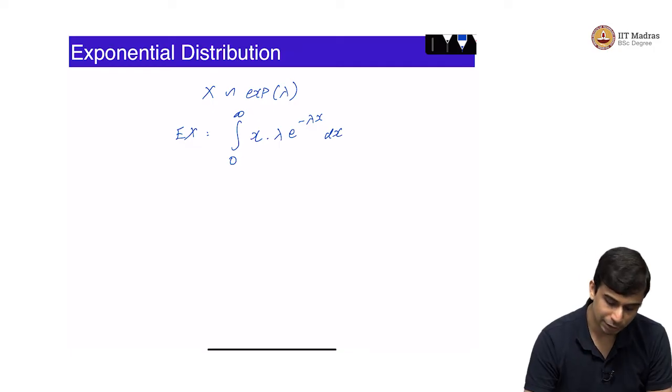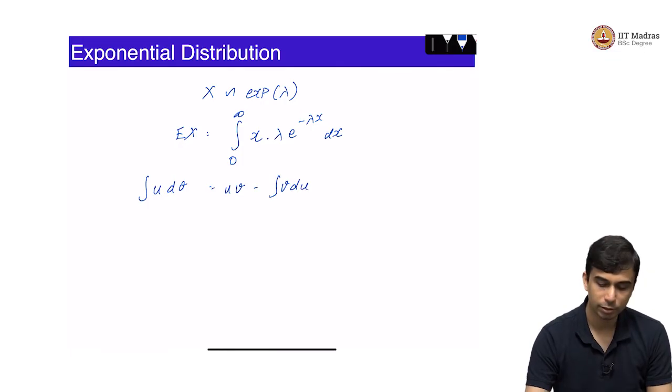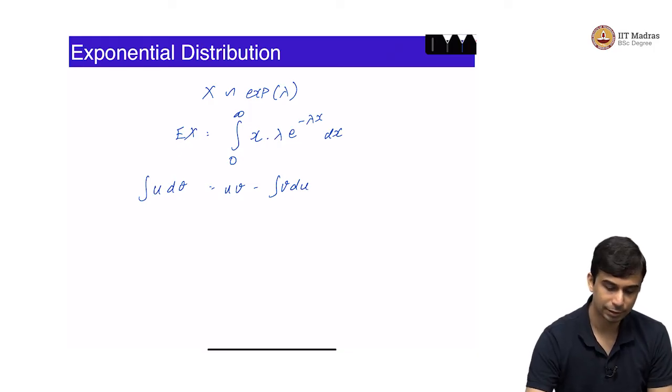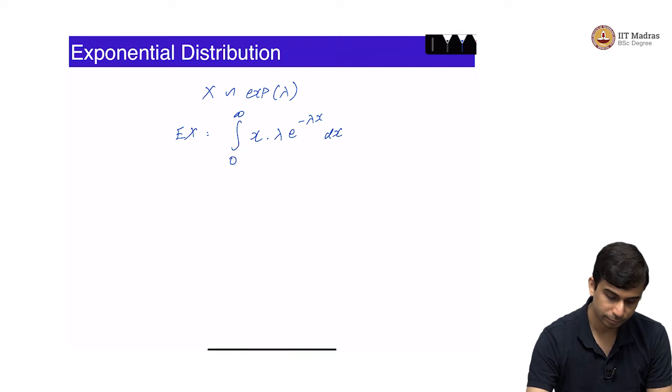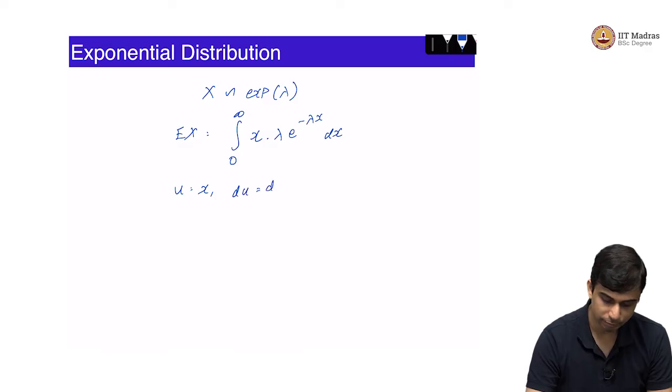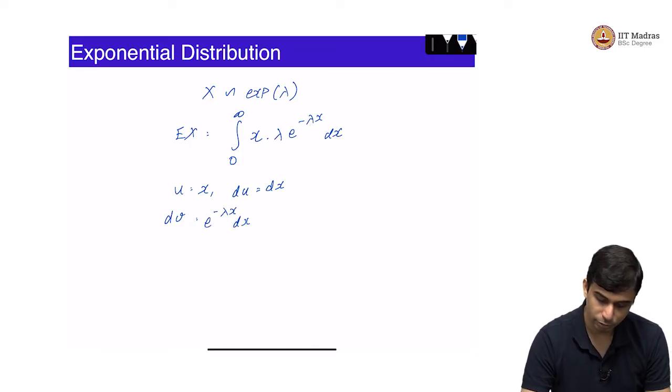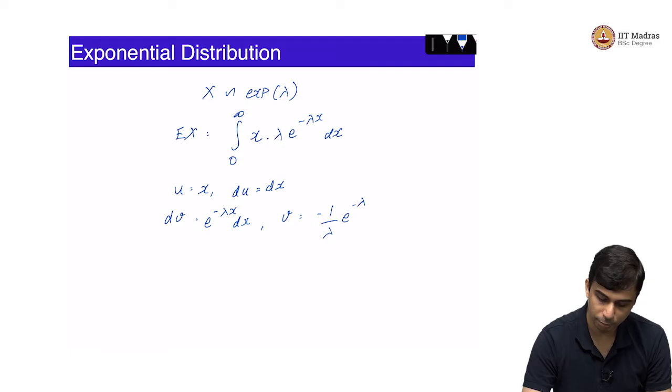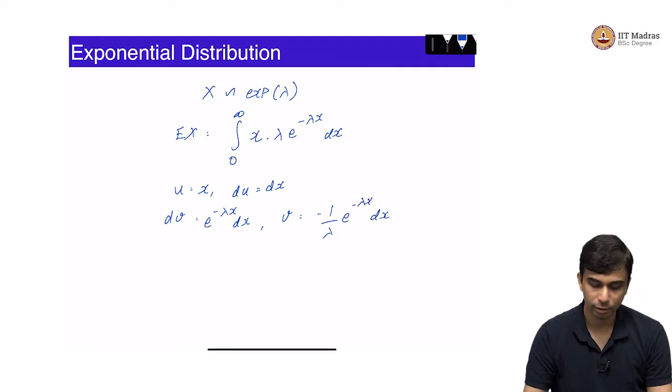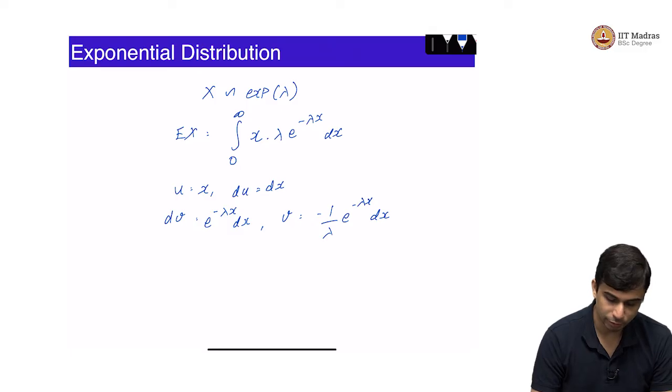What does integration by parts tell you? It says that integral u dv is equal to uv minus integral v du, right. Now, in this particular case let us set u to be equal to x, which means that du is going to be equal to dx, and we will set dv to be equal to e power minus lambda x dx. So, in which case v would be equal to minus 1 by lambda e power minus lambda x, right. Now we can do the integration.